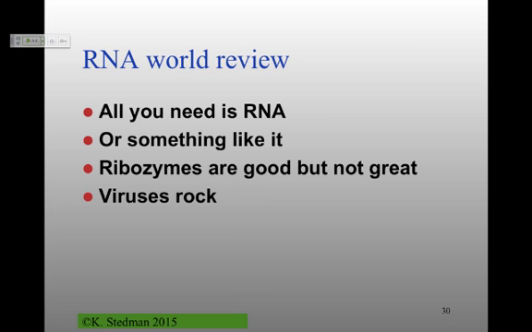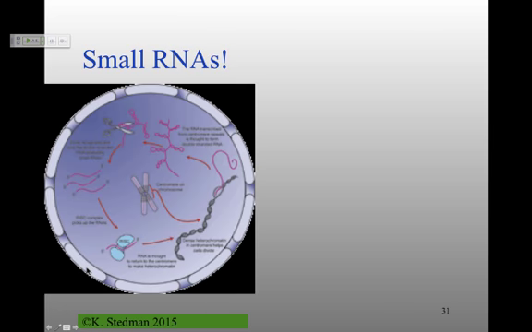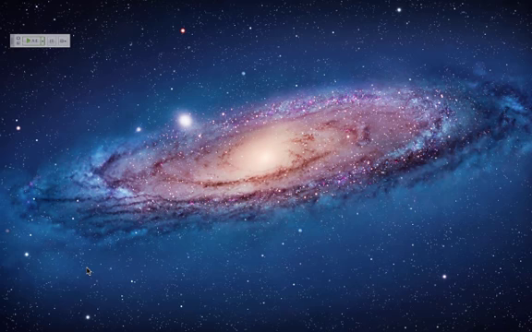So with that review of our RNA world, all you really need is RNA, at least in theory. We haven't completely shown that's the case. Or something that looks like it. These could be your peptide nucleic acids or your hexose nucleic acids. Ribosomes are pretty good. They're not great yet, and the last part here is obvious. And small RNAs are really where it's at. This was the cover of Science a couple of years ago.